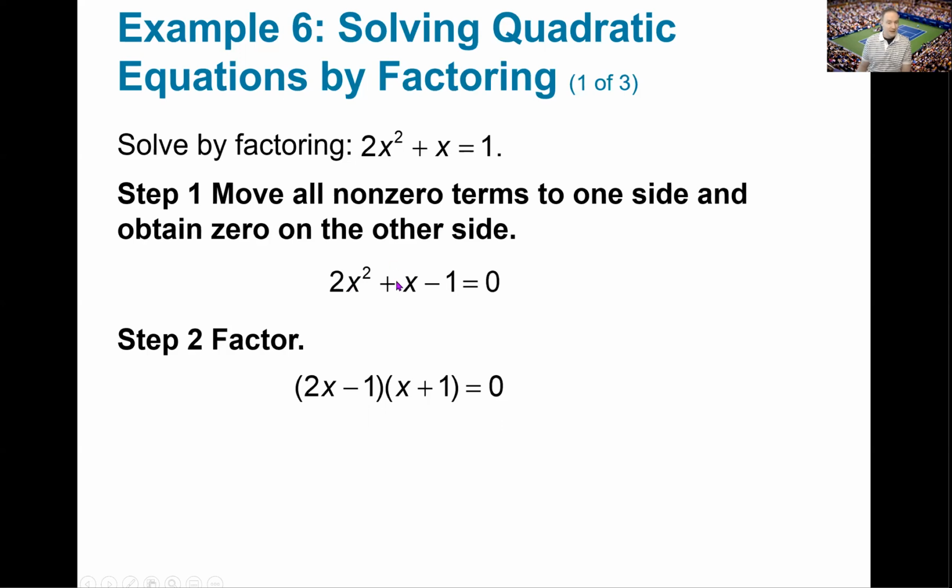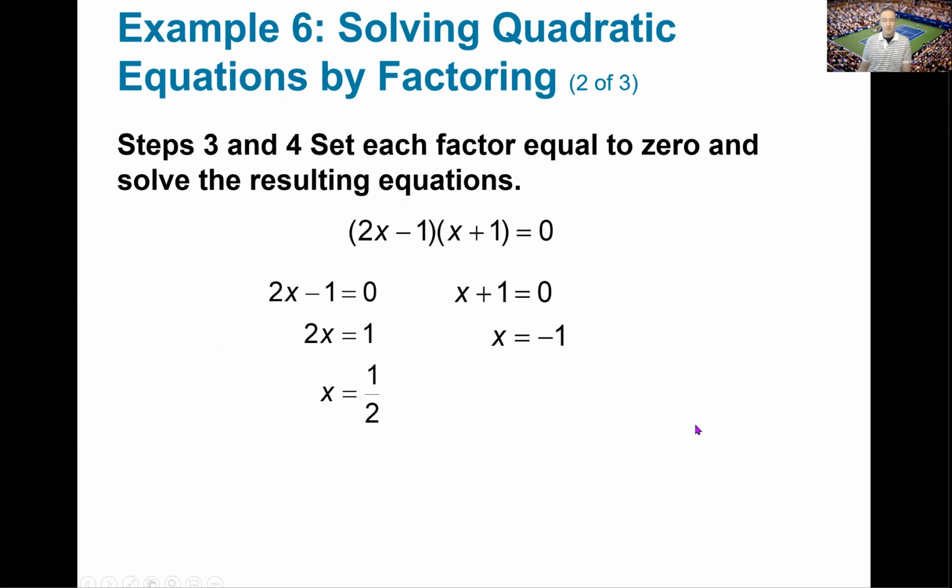Now, since my middle term is positive, I had to make sure the +1 is opposite the 2x. That way, when I FOIL it out, it'll be plus 2x minus 1x for that plus 1x in the middle. So I know that this is correctly factored using the trial and error approach. Once it's factored, you set each of these factors equal to 0. So 2x minus 1 is 0, x plus 1 is 0.